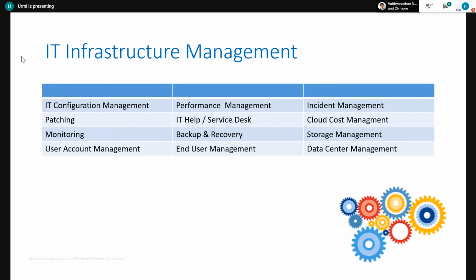So user management pieces are tied with the IT help desk, but end user management aspects of it, they will make sure that your experience there in what you're doing is good. So their primary focus is to make sure that your end user's experience is excellent in using the IT systems or the IT infrastructure that caters to their needs.